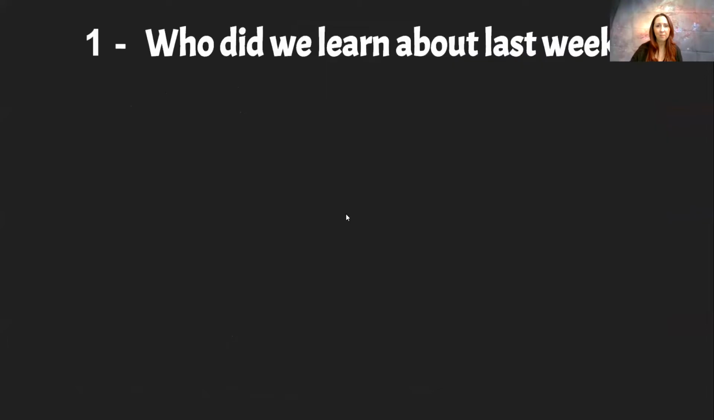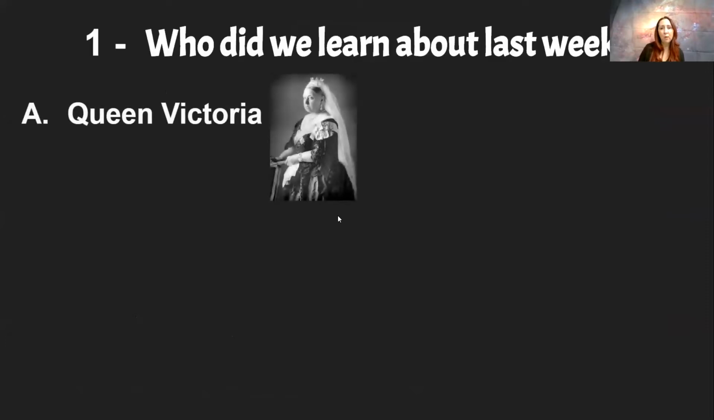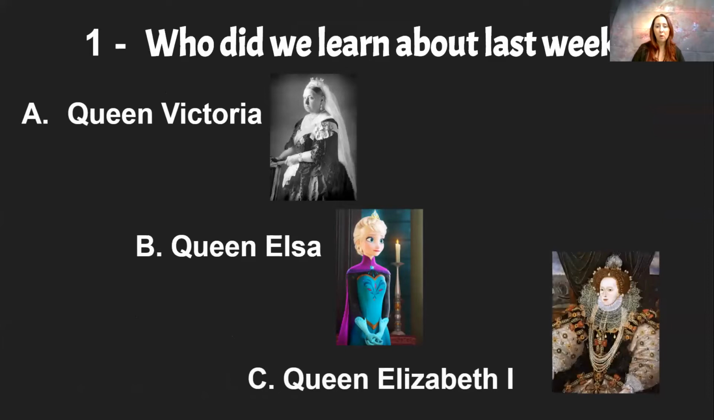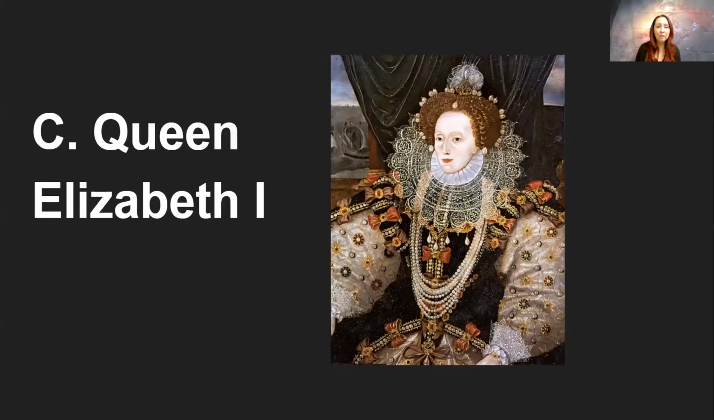Question number 1. Who did we learn about last week? If you think we learned about Queen Victoria, write the letter A. If you think we learned about Queen Elsa, write the letter B. And if you think we learned about Queen Elizabeth, write the letter C. All right. I hope you wrote the letter C. We learned about Queen Elizabeth I. Good job, guys. Let's move on to question 2.